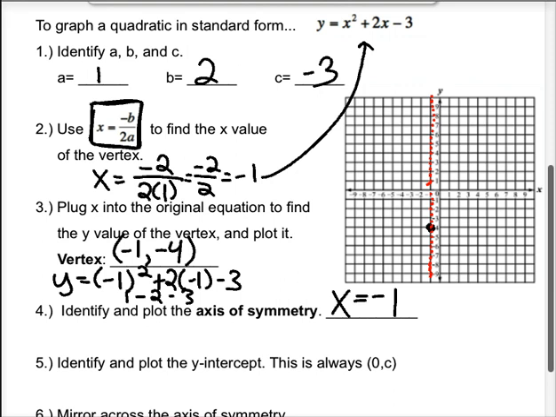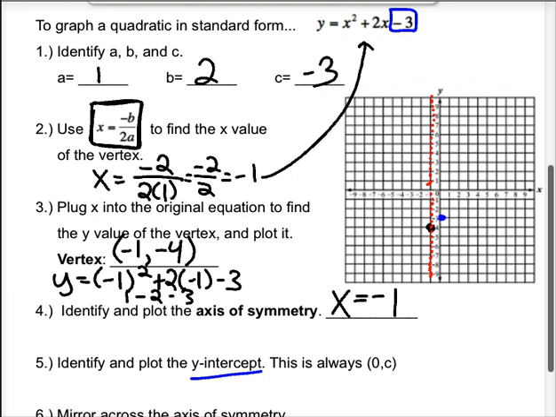Now the new thing is the y-intercept. Now in standard form, the y-intercept is super, super easy to see. It is right there. You just go down to that c value. So here, down to negative 3.